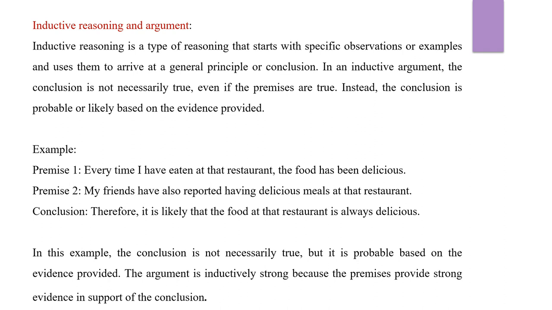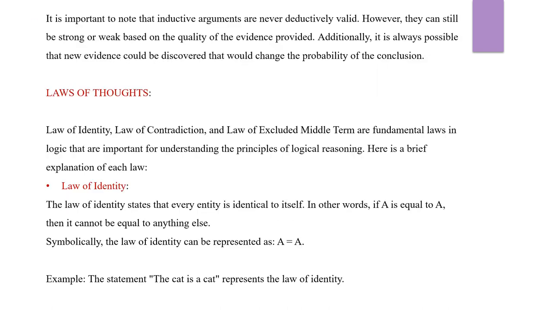Example. Premise 1: Every time I have eaten at that restaurant, the food has been delicious. Premise 2: My friends have also reported having delicious meals at that restaurant. Conclusion: Therefore, it is likely that the food at that restaurant is always delicious. In this example, the conclusion is not necessarily true, but it is probable based on the evidence provided. The argument is inductively strong because the premises provide strong evidence in support of the conclusion.